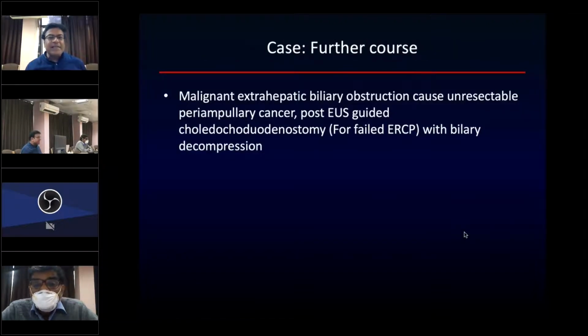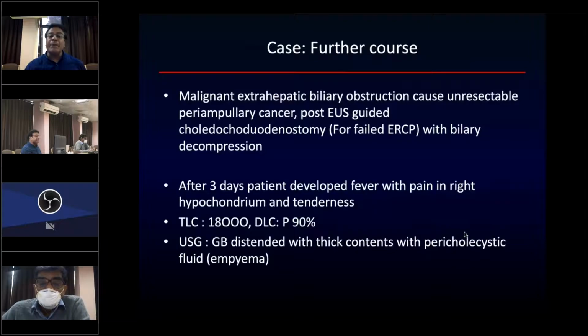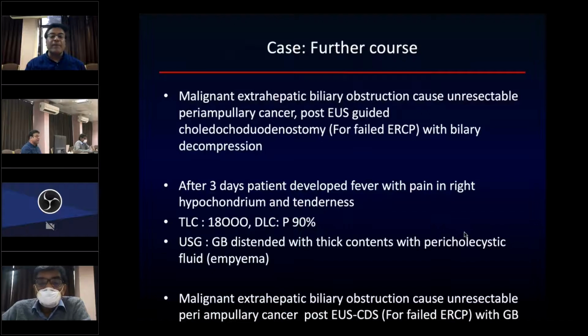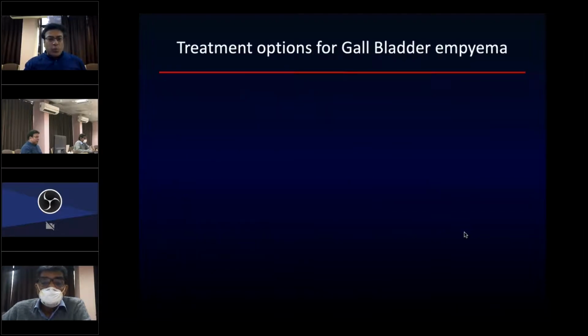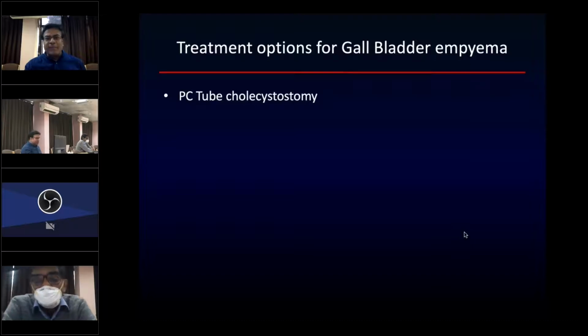So what we have in this index case is a malignant extrahepatic biliary obstruction caused by unresectable periampullary cancer, post EUS-guided choledochoduodenostomy for failed ERCP with biliary decompression. After 3 days, the patient developed fever with pain in the right hypochondrium and tenderness. TLC was high with predominantly polymorphs. The gallbladder was distended with thick contents with pericholecystic fluid, which was typical of empyema. So here, the diagnosis was gallbladder empyema.